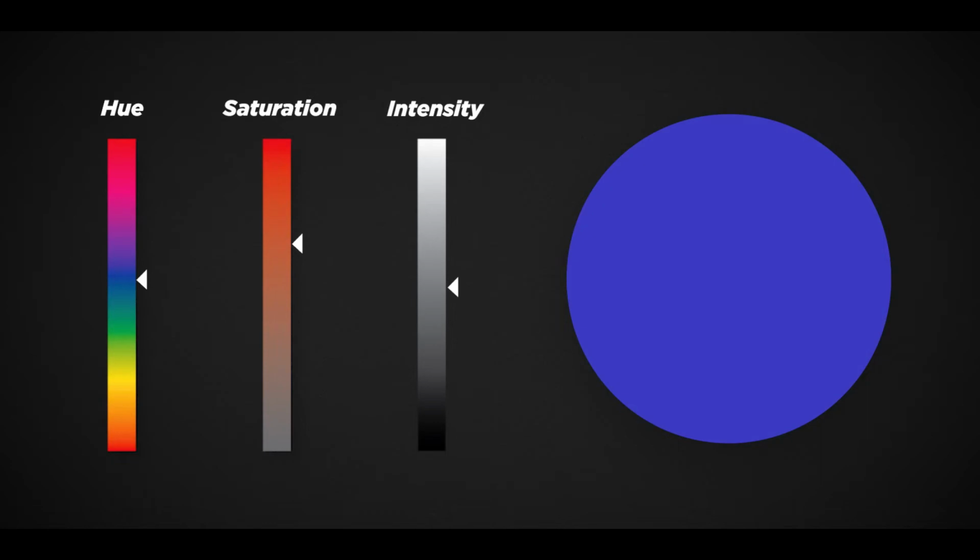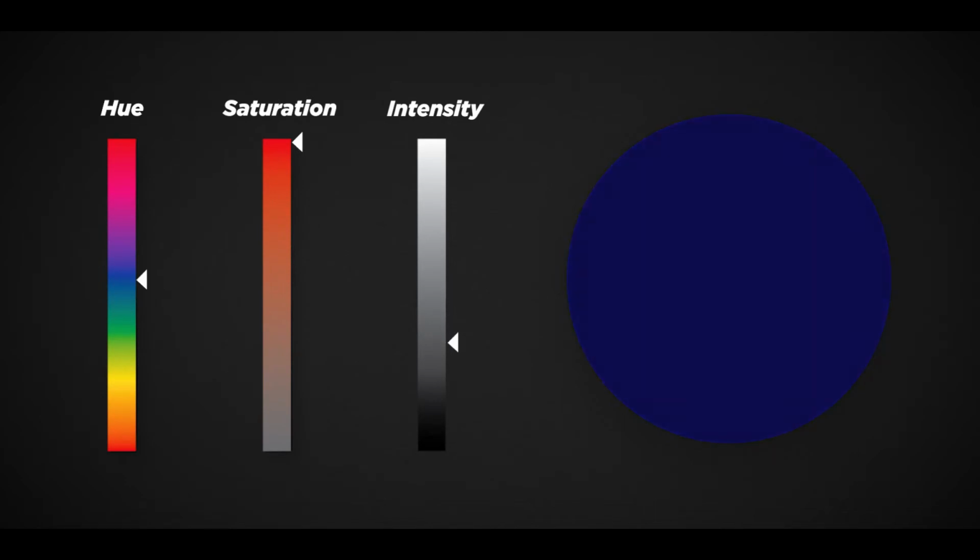Saturation is kind of the intensity of the color, if you will. Saturation is a measure of how much gray is in the color. So if you turn the saturation all the way down on a color, you'll end up with gray. If you turn the saturation all the way up, you'll end up with a color that is really rich and vibrant. And intensity is the lightness or darkness of the color.